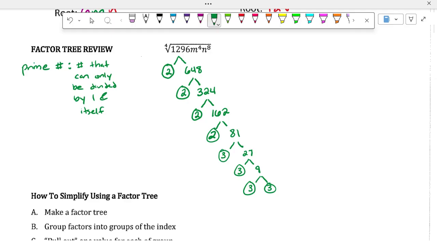All right. Now, why do we care about this? How this helps us is that it can kind of show us where our fourths are. Because a perfect fourth is defined as what? How do we know if a number is a perfect fourth? Just like a perfect square.